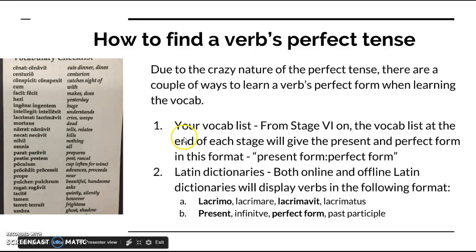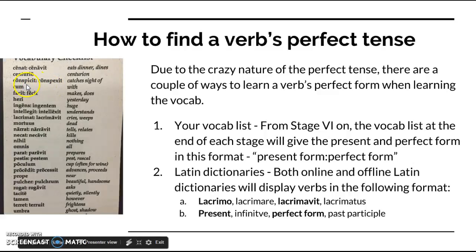The one that's most common will be your vocab list. That's in the back of your packet. From stage 6 on the vocab list, you'll notice, and here's a picture of it over here, that different forms will start to be added as we're introduced to them in the book. Notice here how all the verbs have 2 forms. In this example, you will see an adjective; we won't worry about that. Here's conspicuous, like we saw on the last slide, and notice how on the other side of the colon you have conspexit.